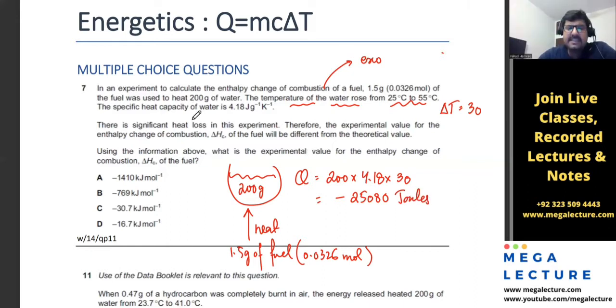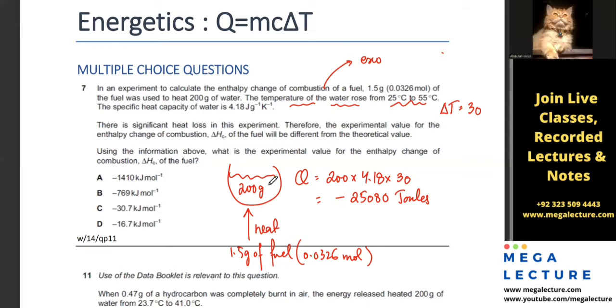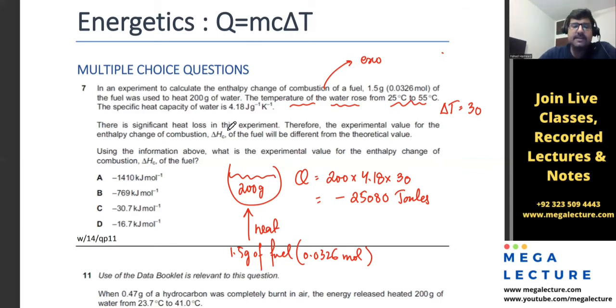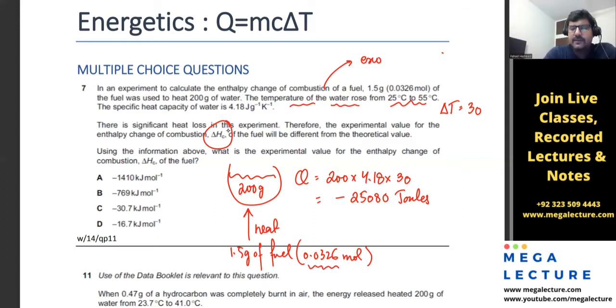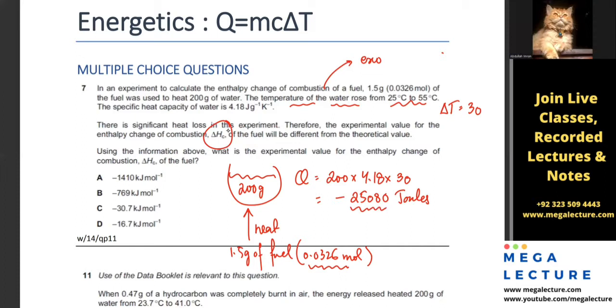So he's saying there's significant heat loss. Therefore, the experimental value for the enthalpy change of combustion of the fuel will be different from the theoretical value. So that is the amount of heat energy produced by this fuel that went into the water, right? As an enthalpy change of combustion, for how many moles is this? Here it's 0.0326 moles of the fuel that produce this much energy, right?